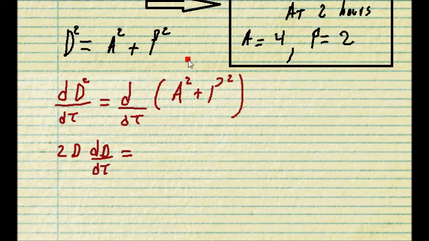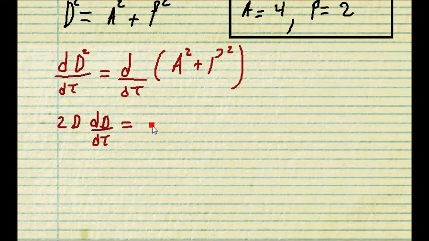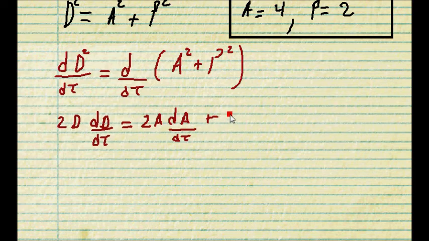So let's do this. This is going to become 2A dA/dt plus 2P dP/dt.